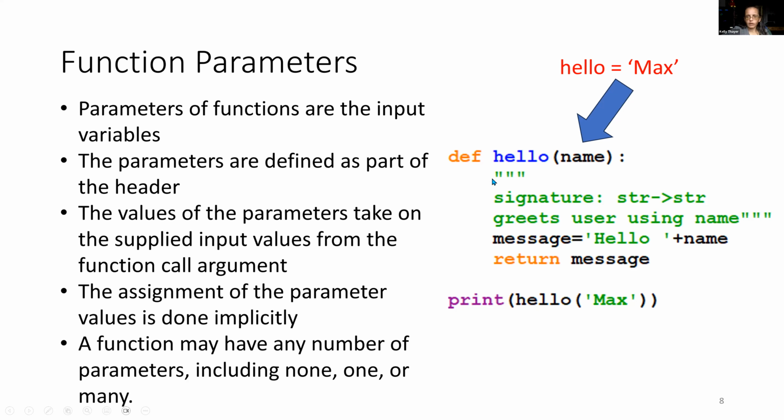So we don't have that explicitly in the program, but because this is the function call, what's going to happen is name will take on the value of Max when we actually call this function. The assignment of the parameter values is done implicitly. A function may have any number of parameters. There could be one, there could be no parameters at all, or there could be many parameters. In this case, we have one parameter. Notice that the parameters are found within the parentheses. That is how we identify that they are a parameter.